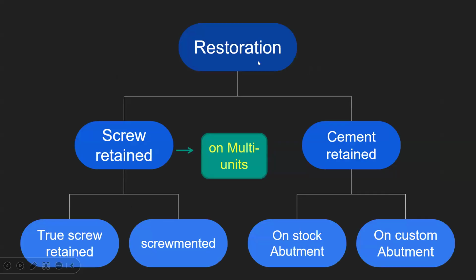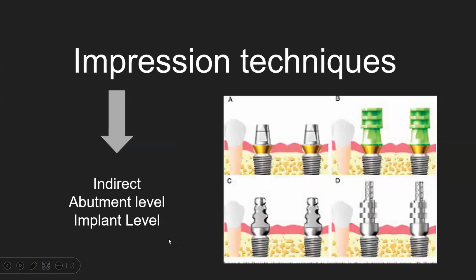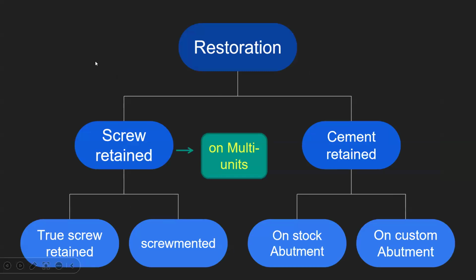In the restoration, we can have either a screw retained restoration or a cement retained restoration. For a screw retained restoration, you can have a true screw retained restoration. We will know how to do it and when to do it. And a screw-mented restoration, that is the restoration we do on a Ti-base and cement in the lab or in the patient's mouth afterwards. Or you have a screw retained restoration on multi-units. For cement retained, we have cement retained restorations on a stock abutment or cement retained restorations on custom abutments.